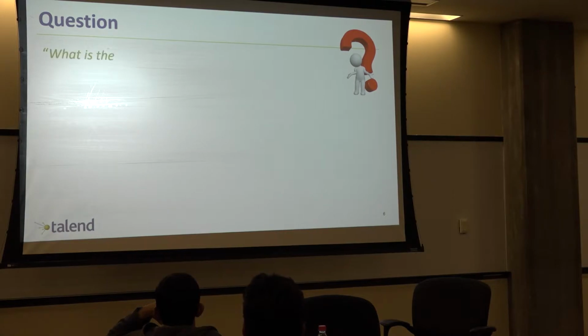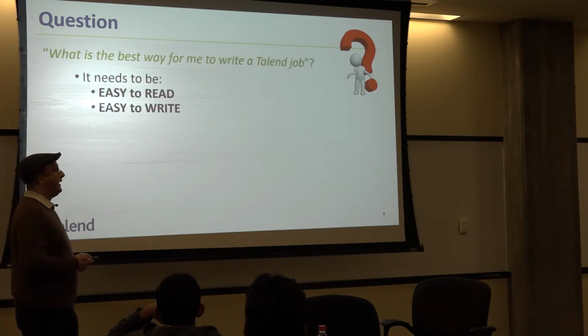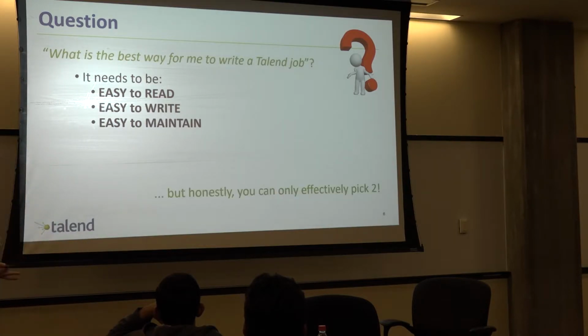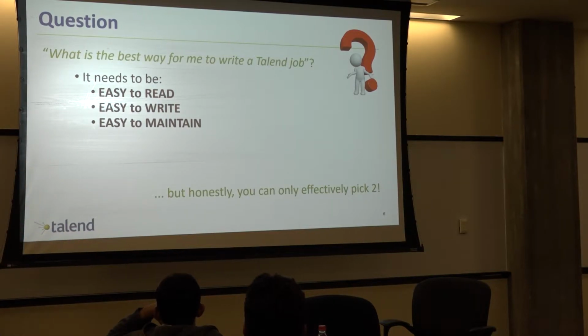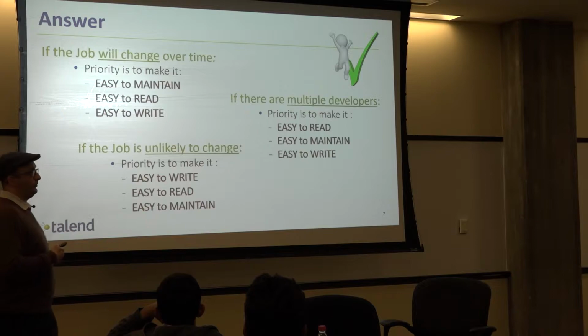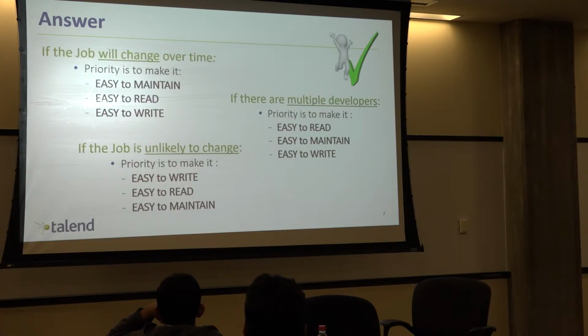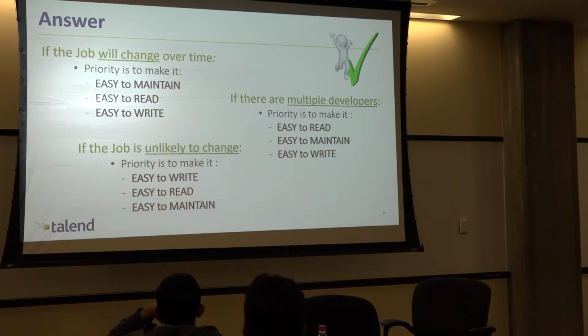Regardless of what kind of tool you're using, or if you're even coding, you're always looking for the best way to use that tool. In Talend's case, what's the best way to write a Talend job? You want it to be easy to read, easy to write, and easy to maintain. But it's hard to do all three, so you have to choose based on your requirements. If the job is going to change a lot over time, make sure it's easy to maintain and easy to read. If it's not likely to change, make sure it's easy to write and easy to read. And if many developers are touching these jobs, make sure it's easy to read and easy to maintain.